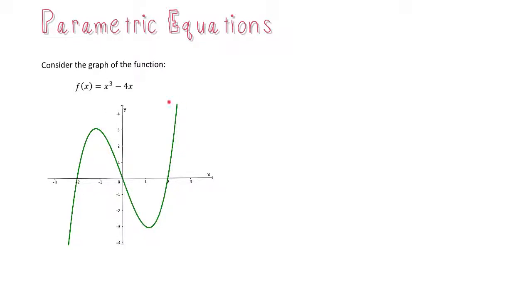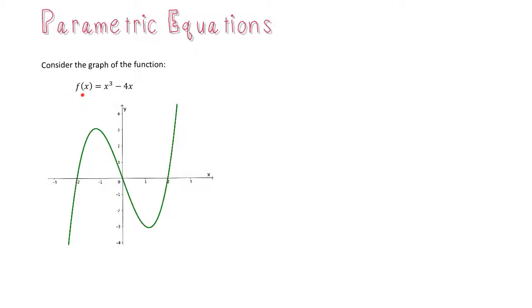Consider this curve right here. This curve is perfectly smooth. It passes the vertical line test, so it is the graph of a function. Because of that, I know that I can express it as a function in terms of x. And here it's the expression.